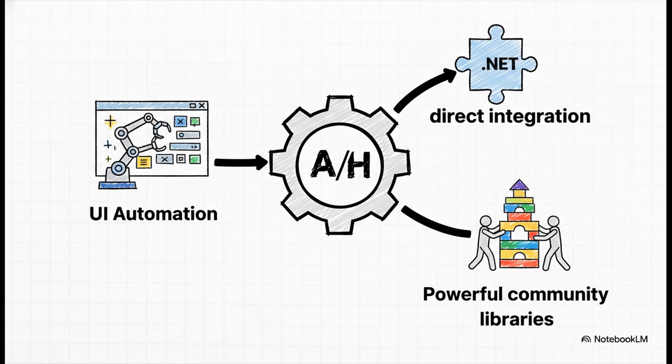There are these powerful community-built libraries that now let AutoHotkey do really complex things, like deep UI automation, or directly integrating with the Windows .NET framework. This is what elevates AHK from just a personal tool to a viable solution for professional RPA. That's robotic process automation, where businesses can use these scripts to automate really complex workflows.